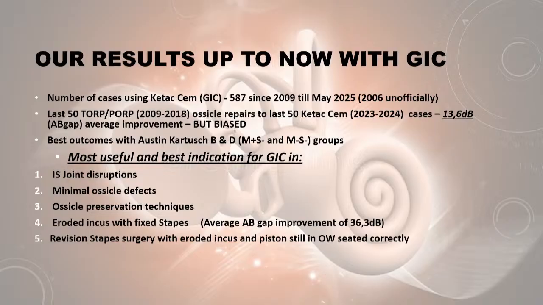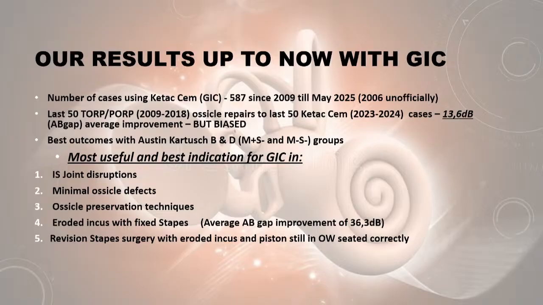This was a little study I did on myself, but I think it's a bit biased. Those are the early days of my first 50 TORPs or PORPs compared to the Ketochem cases, so my last 50 cases as opposed to my first 50 cases. There's probably a couple of years in between of experience and getting better at your surgical technique. So there is bias here, and although I've put it out there, I don't know if you can take much from that.